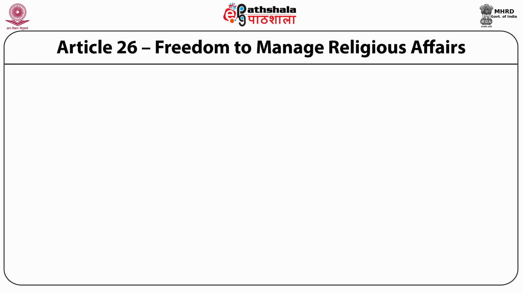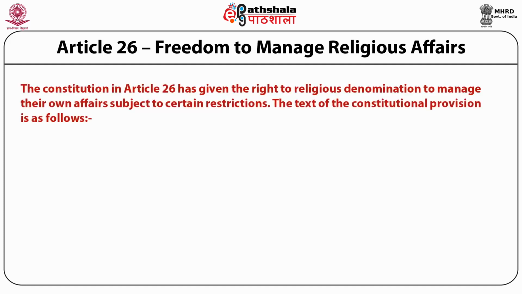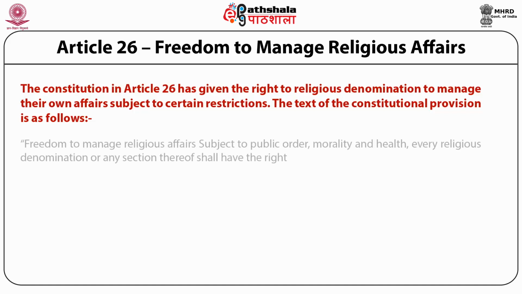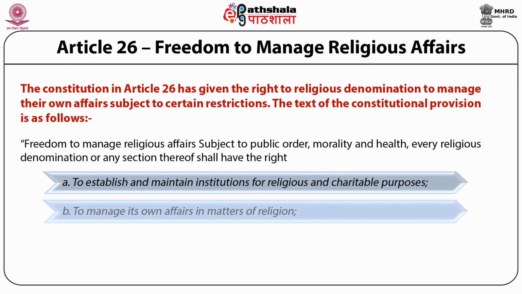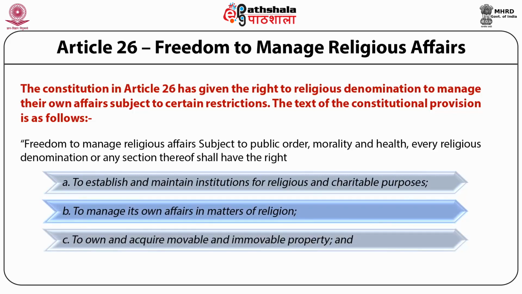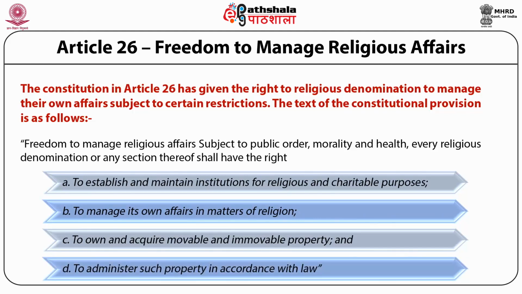Now let's move to the cases on Article 26, the freedom to manage religious affairs. The Constitution in Article 26 has given the right to religious denominations to manage their own affairs, subject to certain restrictions. Let's first look at the text of Article 26. Article 26 goes thus: freedom to manage religious affairs. Subject to public order, morality, and health, every religious denomination or any section thereof shall have the right, A, to establish and maintain institutions for religious and charitable purposes, B, to manage its own affairs in matters of religion, C, to own and acquire movable and immovable property, and D, to administer such property in accordance with law.